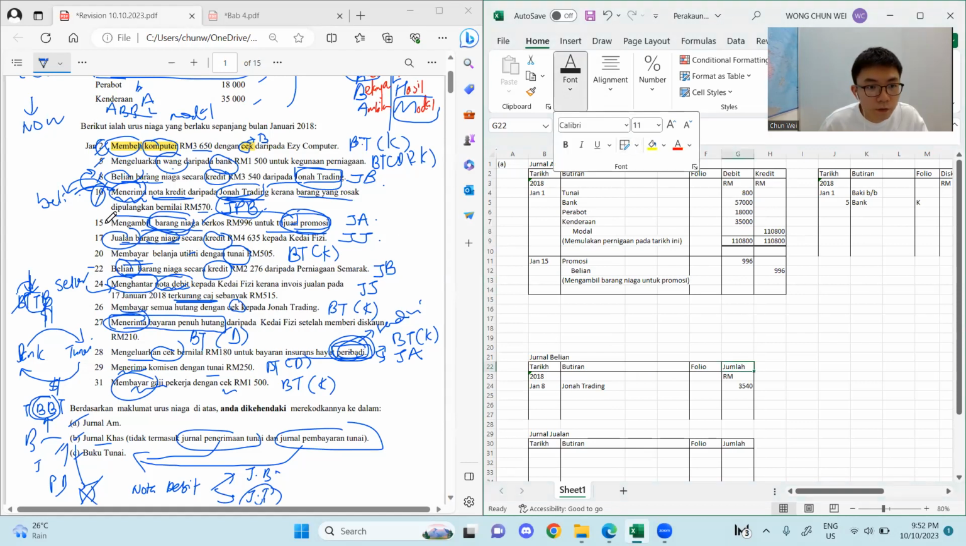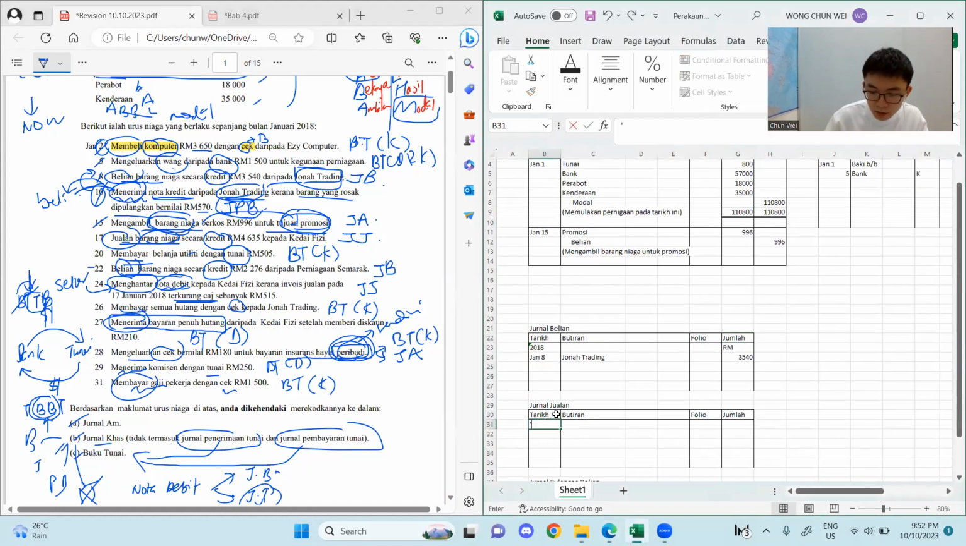Okay, next, after 15, 17, general jualan. So you just go to the general jualan. Okay, do the same thing. Then, separate kedai fizik. So you just write, and on which date? Is on 17. Kedai fizik. 4635.